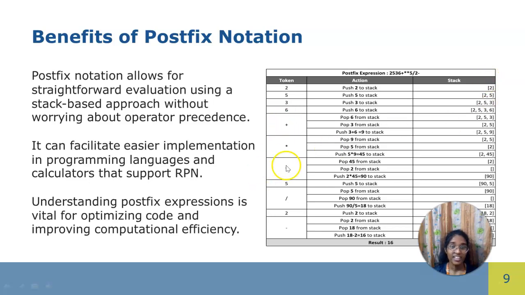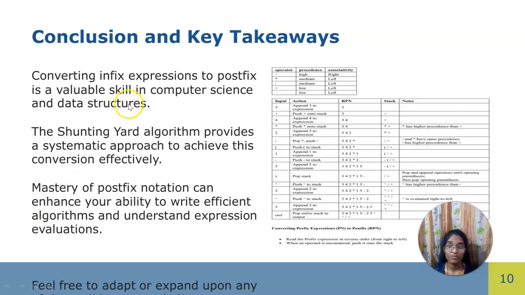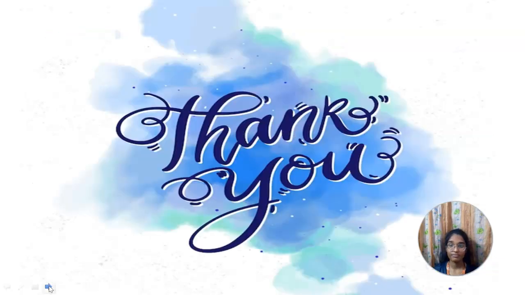These are again examples, and we have already seen an example. So let's move on. In conclusion and key takeaways, converting infix expression to postfix expression is a valuable skill in computer science and data structures. The shunting yard algorithm provides a systematic approach to achieve this conversion effectively. Mastery of postfix notation can enhance your ability to write efficient algorithms and understand expression evaluation. These are things we have already seen, along with the precedence order. So thank you.